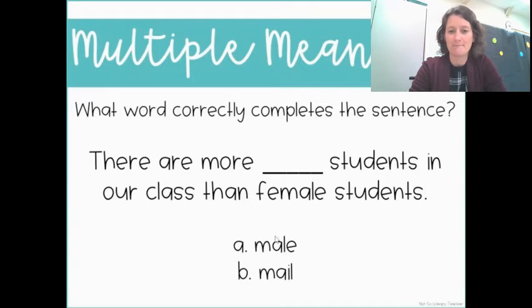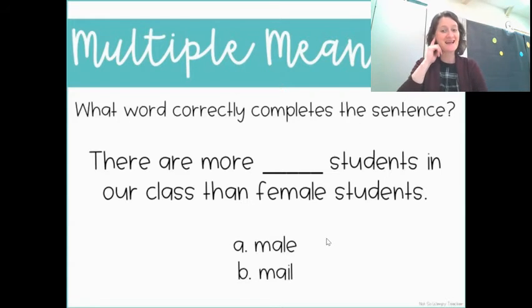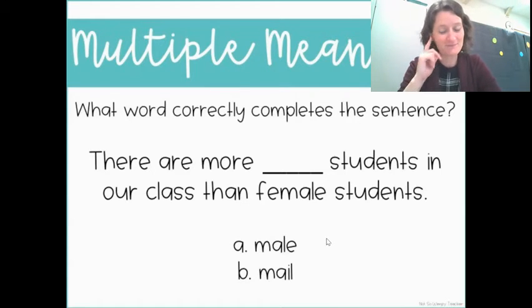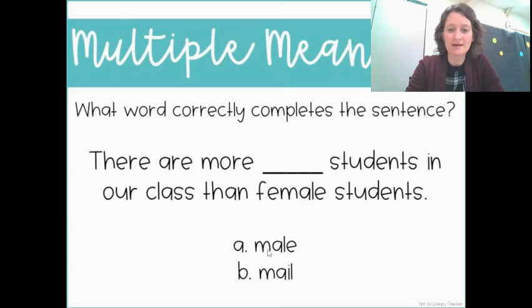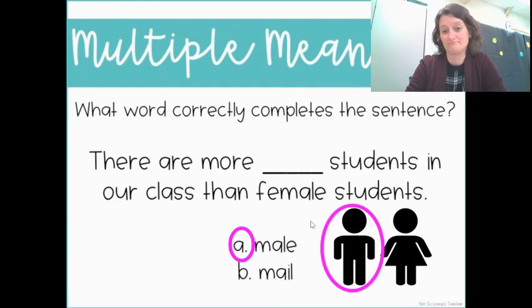Is it A, male, or B, male? And here we've got those homophones that sound exactly the same. But if we're looking at them, one means male as in a boy or man, and the other one, B, is mail as in mail in the mailbox. There are more male students in our class than female students. It's actually going to be the one that means boy, right?